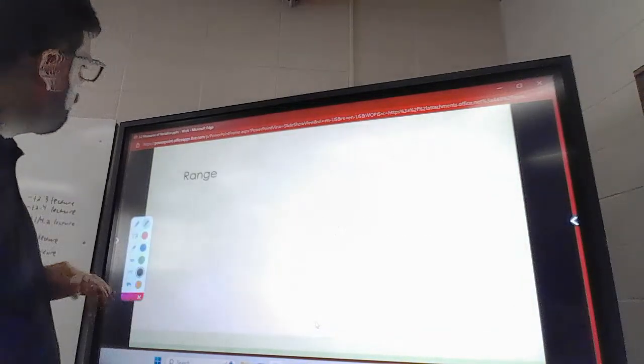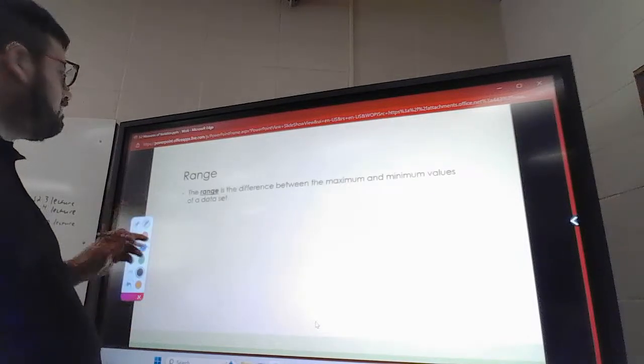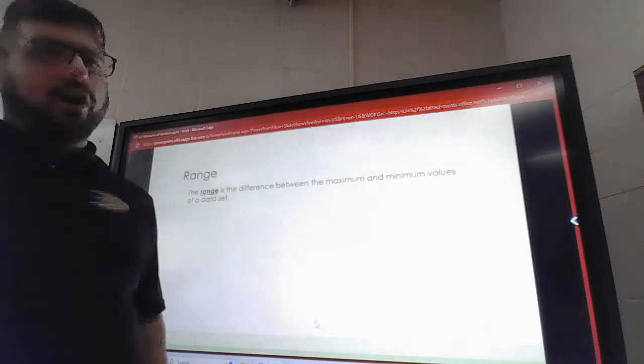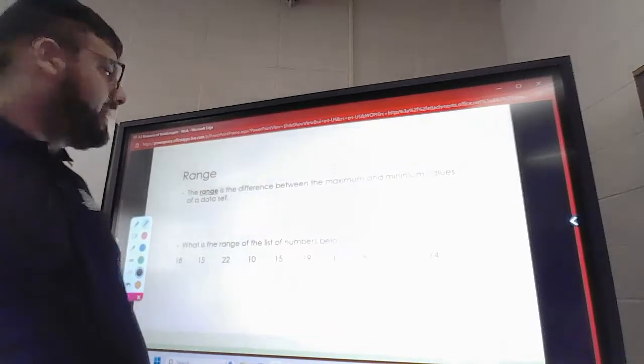First is the most basic measure of variation you can find, which is the range. Range is simply the difference between the maximum and minimum values of a data set. All you're really doing is taking your largest value minus your smallest value, and that's your range.